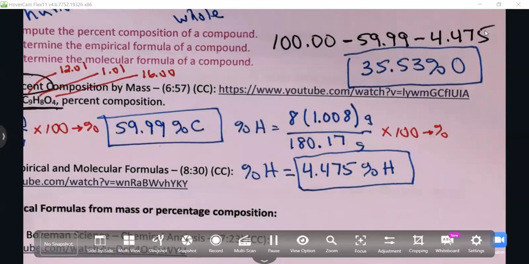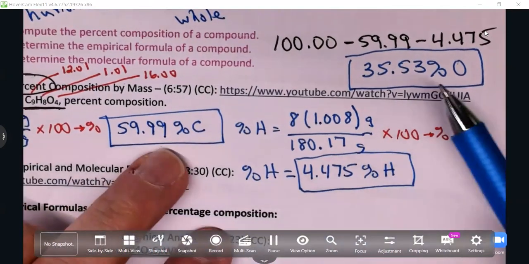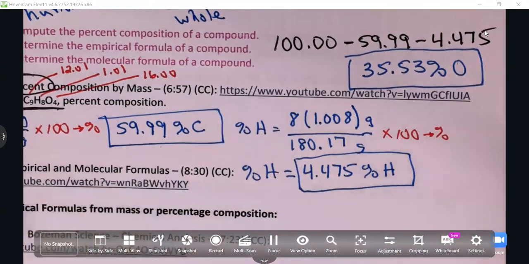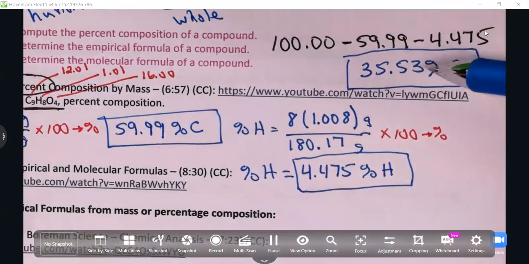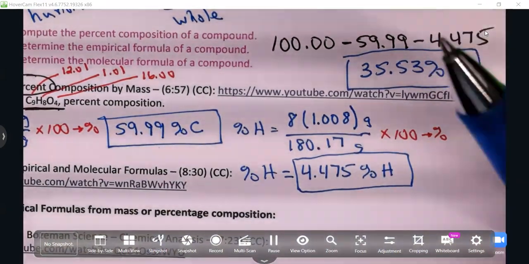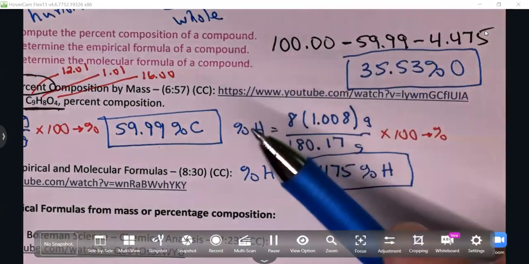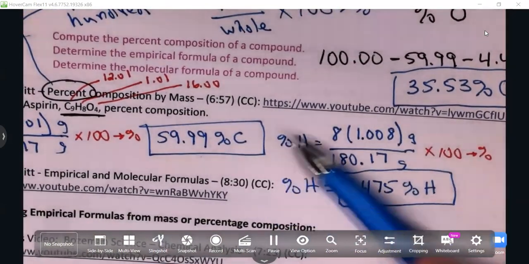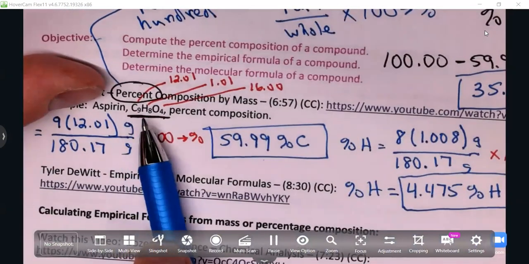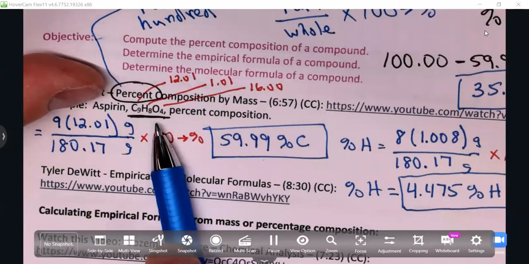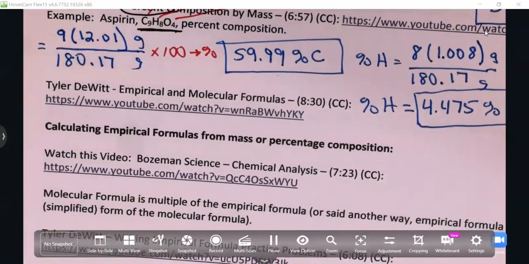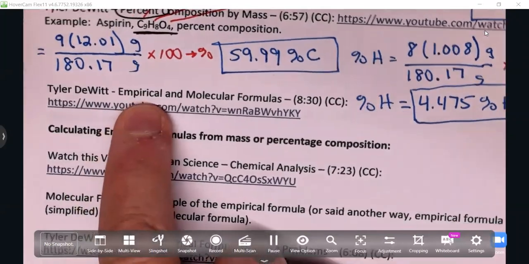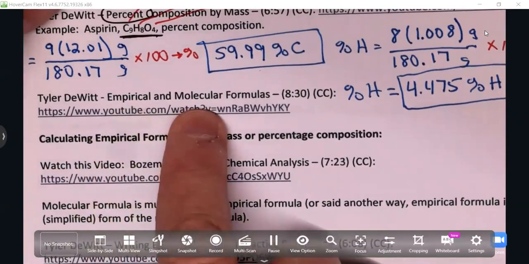Okay. Now, what we're going to do with percentage composition information is look at that percentage composition and say, if that is the percent, what's the formula of the compound? So we're going to look at these percentages and come up with C9H8O4. We're going to work this backwards. Now, that involves what's called an empirical formula. It is empirical and molecular formulas.